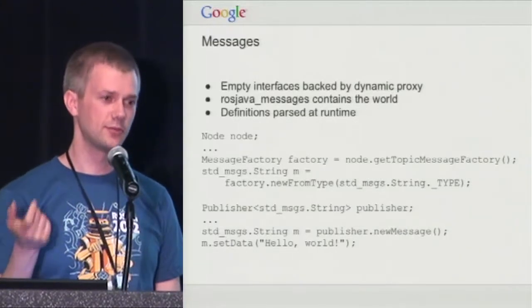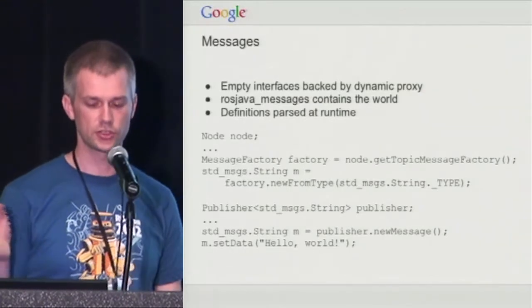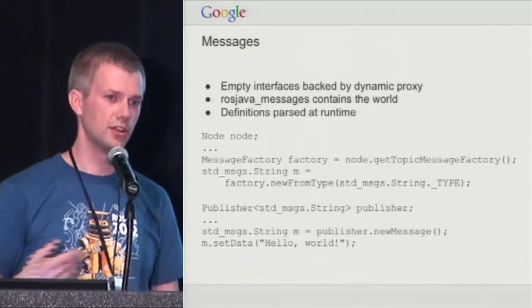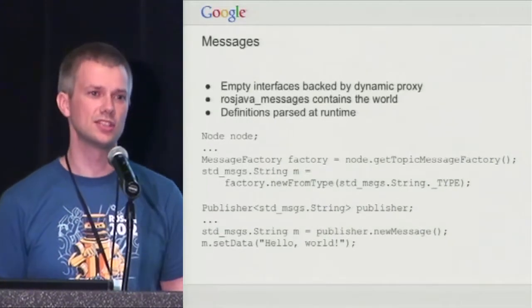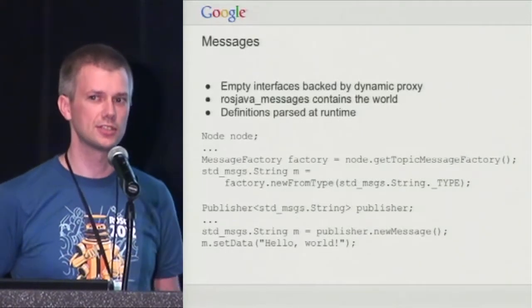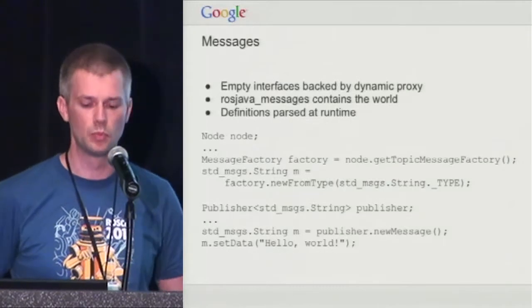So the interfaces have two constants defined on them, which is the type and the definition, and those are just strings. And then you use that string type to tell Java what sort of message this is, right? So it goes and looks that up, uses some reflection to find the message interface, and builds an implementation for you.